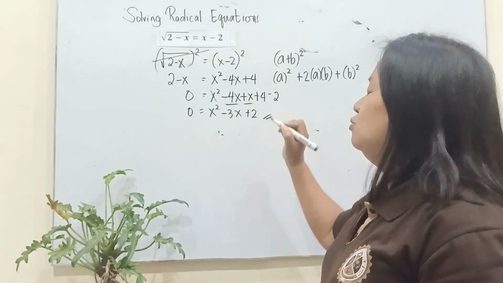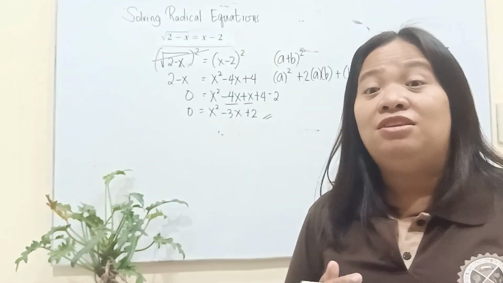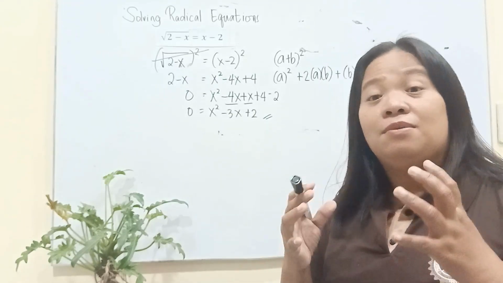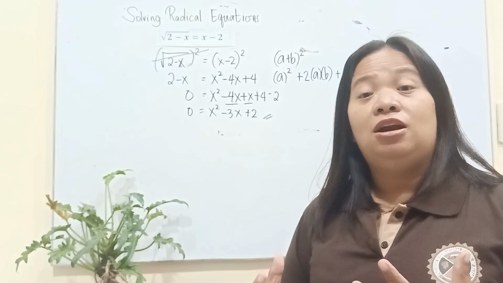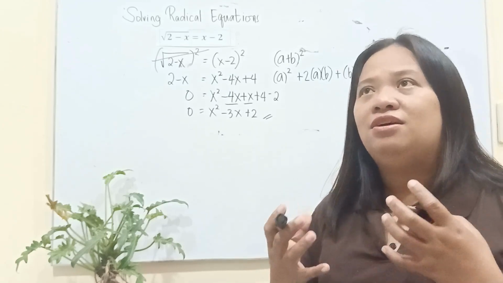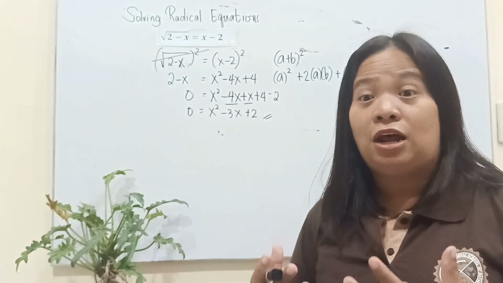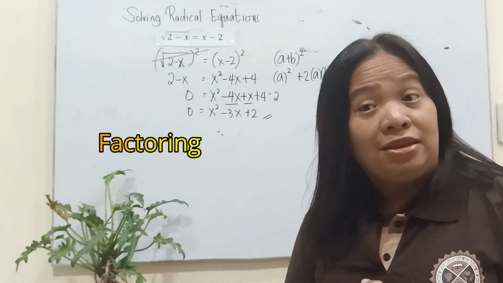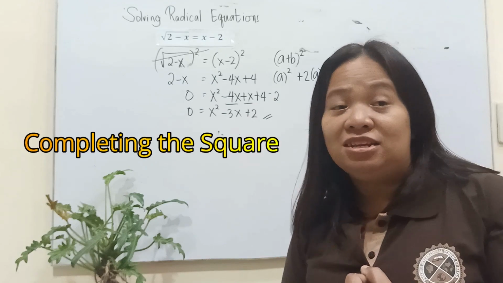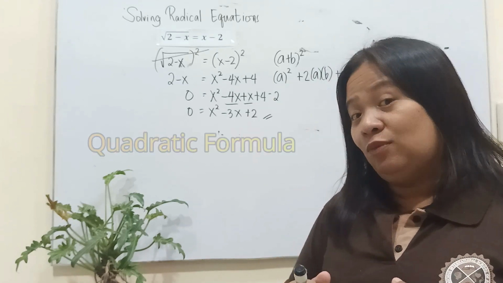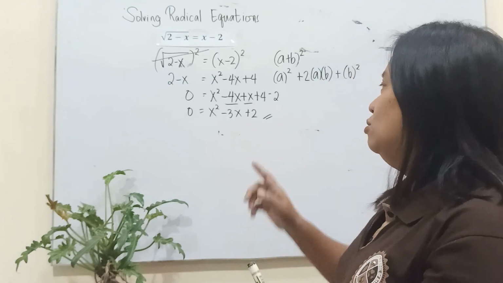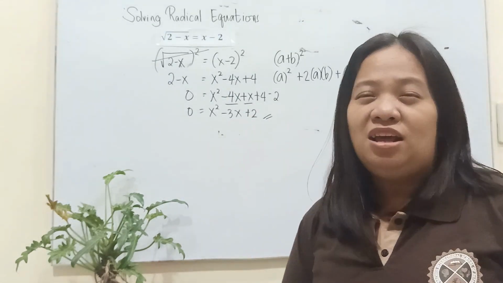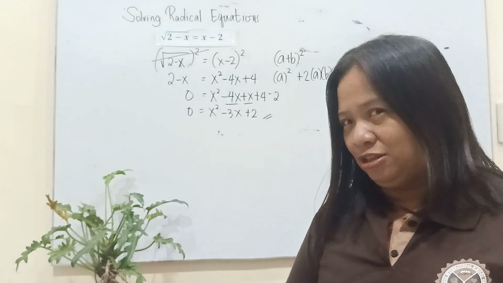What we are going to do now is find the values of x. If the given equation is quadratic, remember, your teacher taught you how to find the values of x, or how to solve a quadratic equation. You may do it through factoring, completing the square, or by using the quadratic formula. But since this quadratic trinomial is factorable, I will just use factoring.